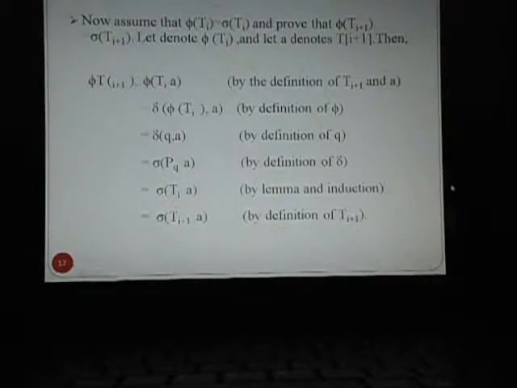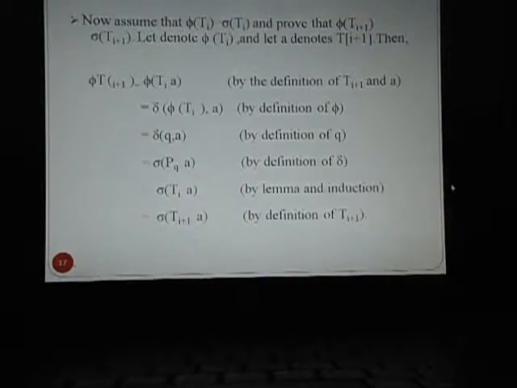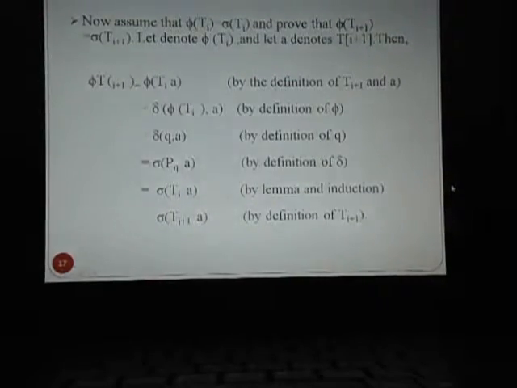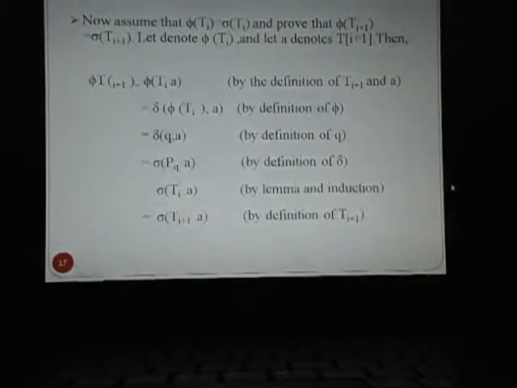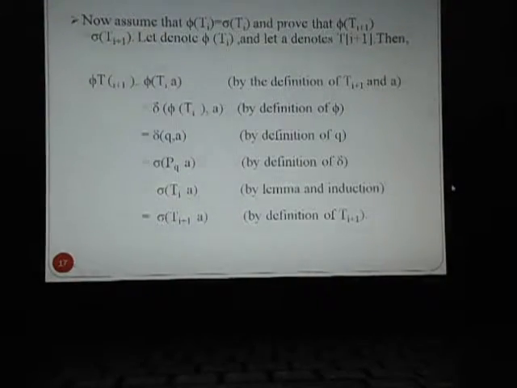Then we have that pi of T(i+1) is equivalent to pi of Ti a by the definition of T(i+1) and a, and that is equivalent to delta of pi of Ti comma a by the definition of pi, and delta of q comma a by the definition of q, and sigma of pq comma a by the definition of delta, and sigma of Ti comma a by the lemma and induction. Finally we have that pi of T(i+1) is equivalent to sigma of T(i+1), by the definition of T(i+1).